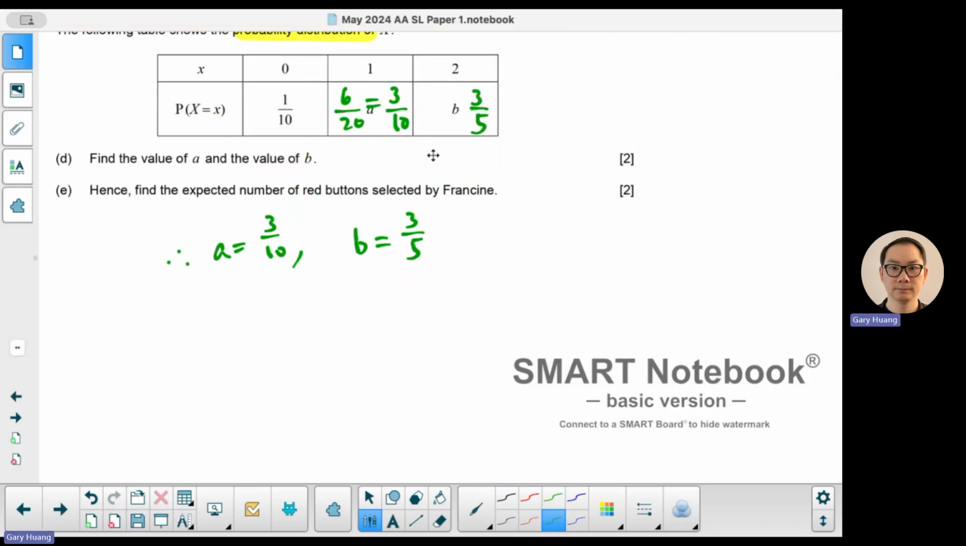You can always double check. The sum should be 100%. So this is 1/10. That's 3/10. That's going to be 6/10. Together, you're going to get 10/10.